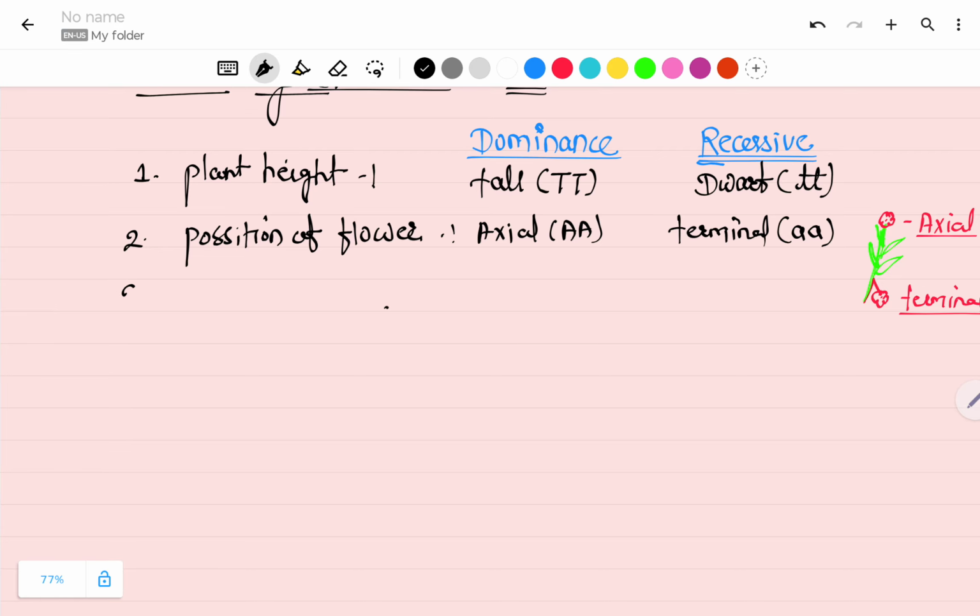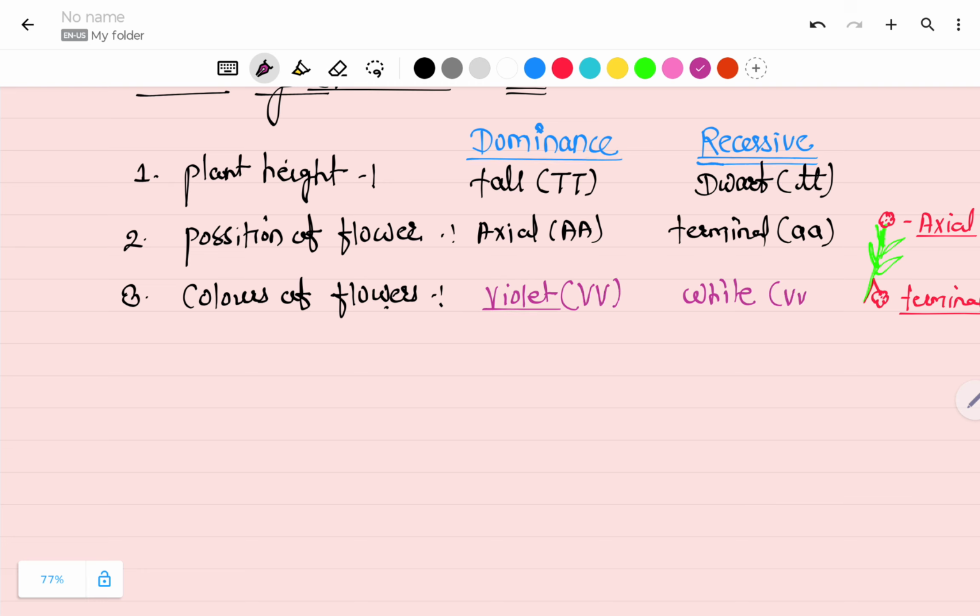Now the third character studied by Mendel, colors of a flower. The color of the flower is violet, and the second color is white. Violet is represented as the capital V, and white is represented as the small v.